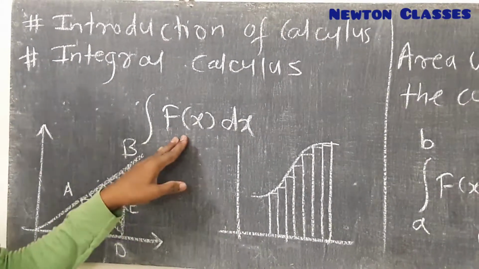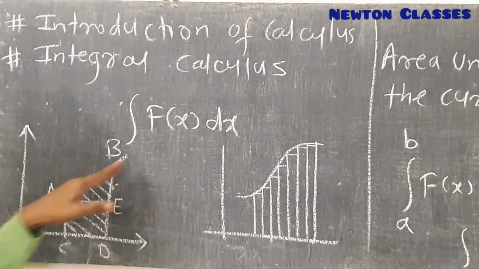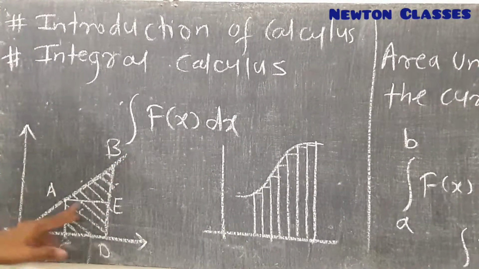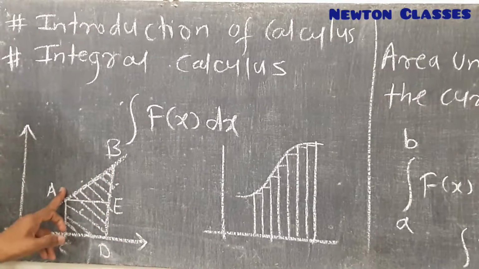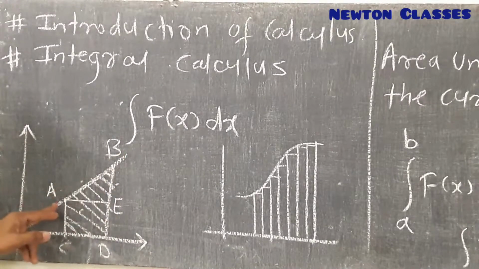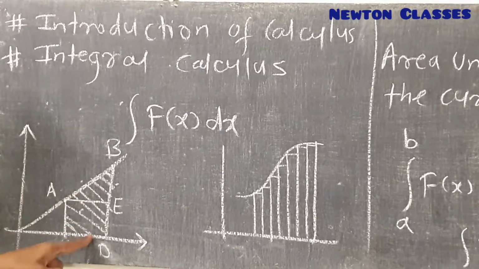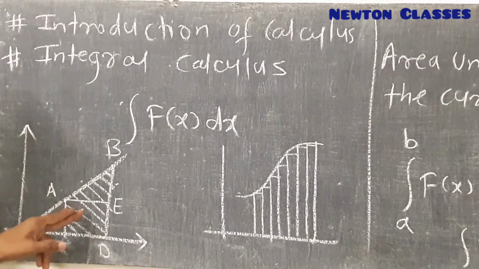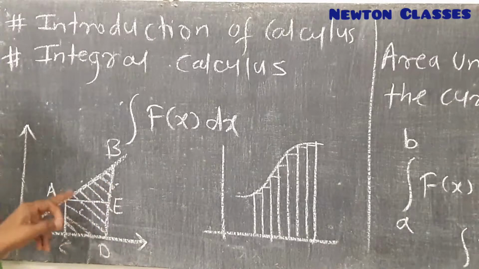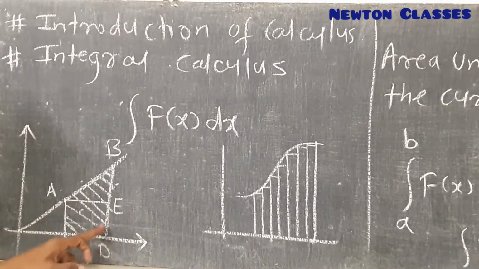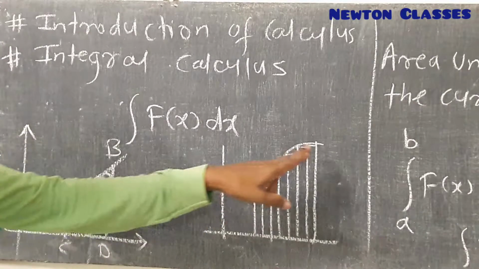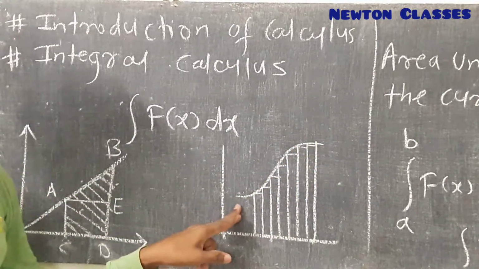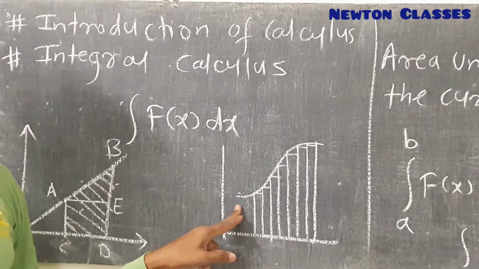Now, consider one function which is denoted by this straight line, and we have to find out the area under the curve between the 2 points A and B which are on the straight line. In this case, we will find out the area of this triangle plus the area of this rectangle. Then we will find out this total area. But if we consider this curve, then how can we find out the area?